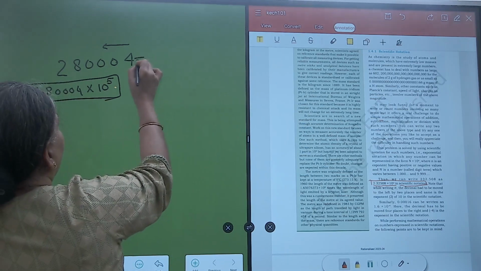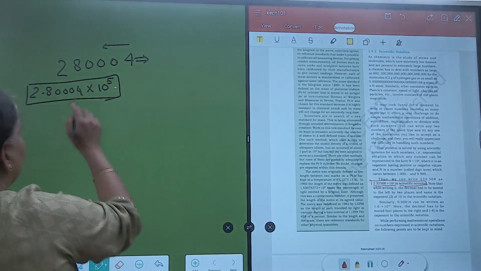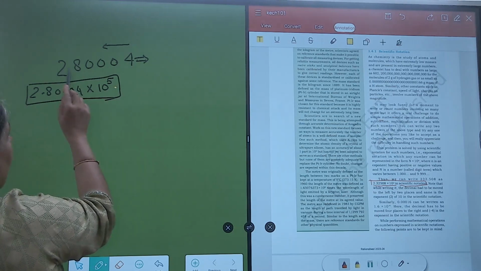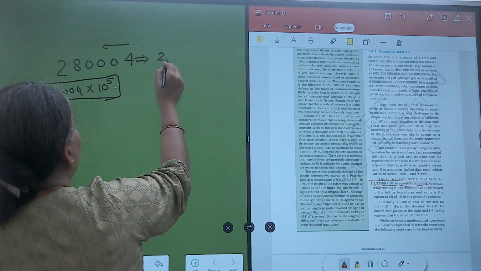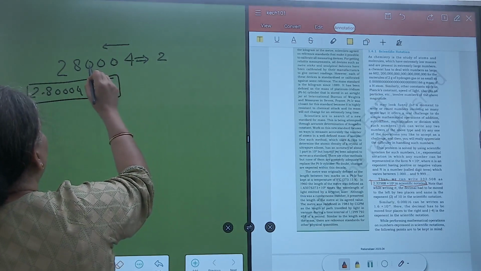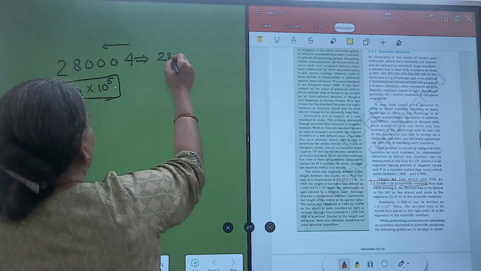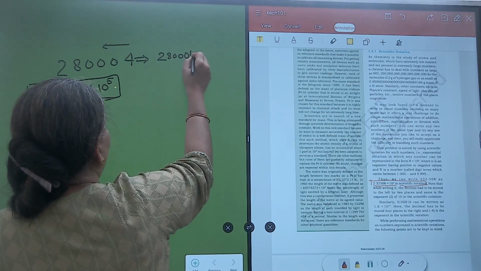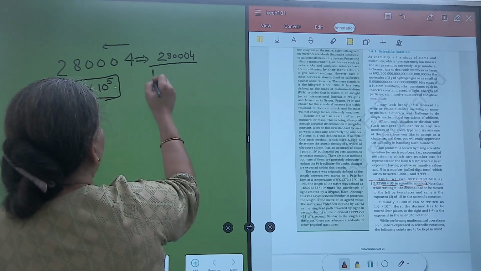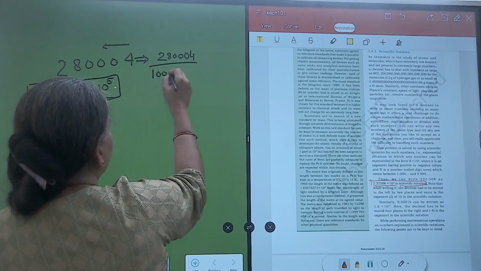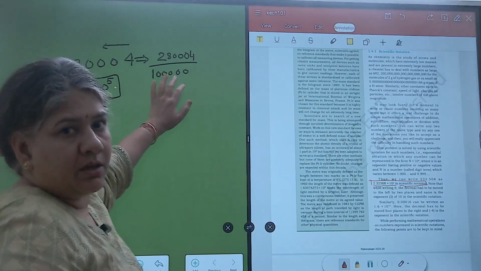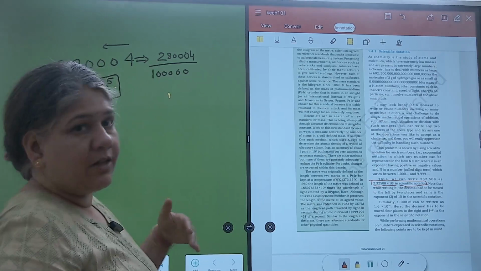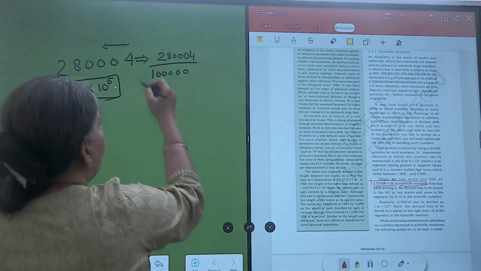And mathematically, see how it is solved. We have to place the decimal after 2. So we divide this by 1 followed by 5 zeros: 0004 divided by 1 followed by 5 zeros. If you are dividing a number, then you have to multiply the number by the same denominator.